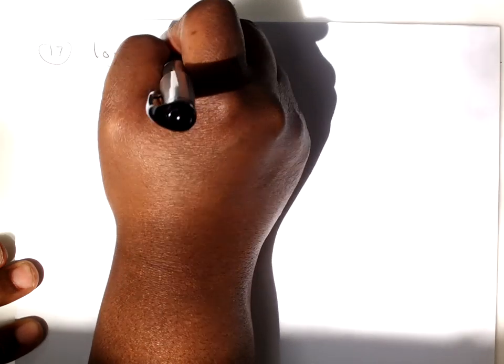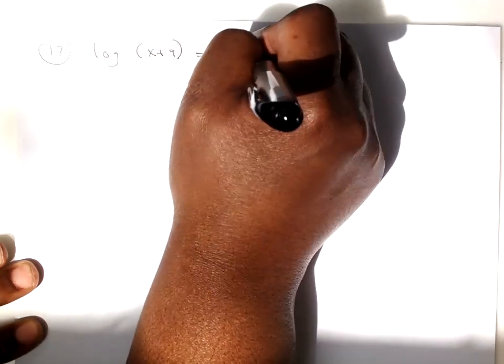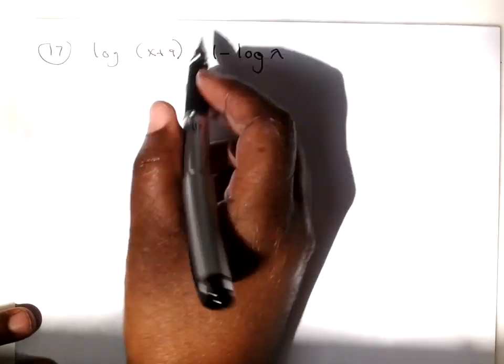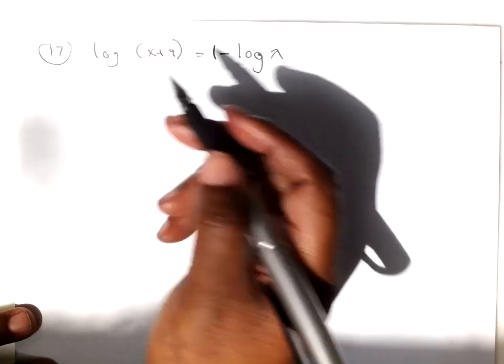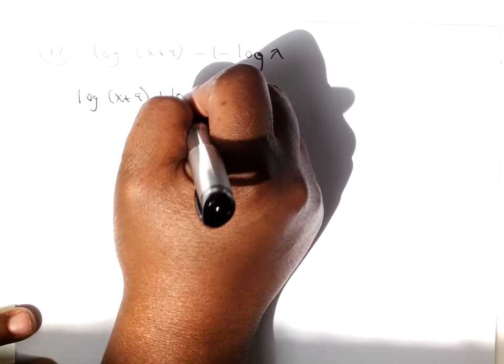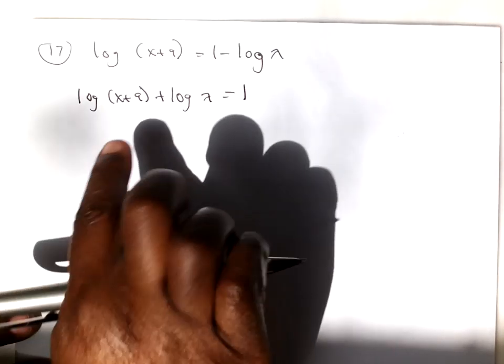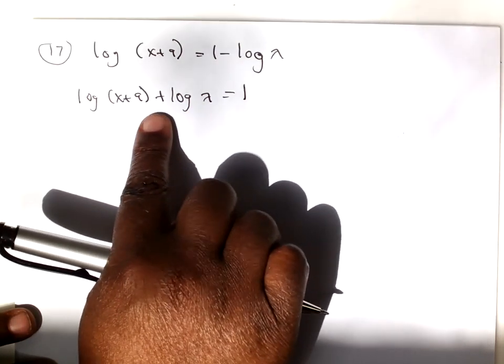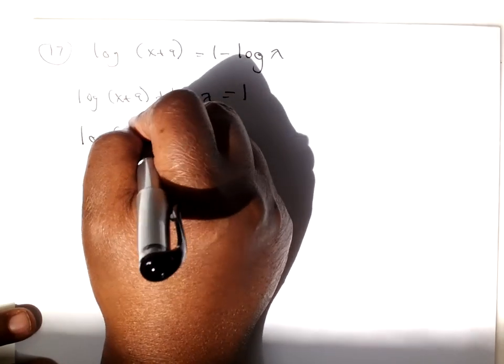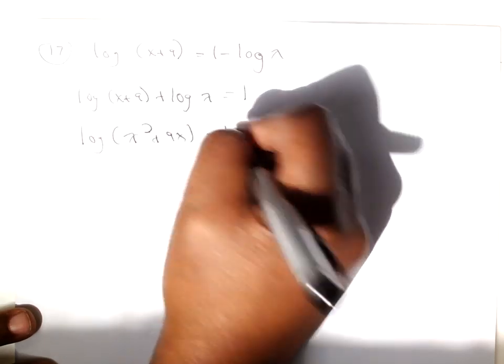All right, number 17. Log of x plus 9 equals 1 minus log of x. So because I have logs on either side, I'm going to pull this over. I'm going to rewrite it as log of x plus 9 plus log x is equal to 1. So again, back to my properties. If these are added, when you put them together, it becomes a multiplication. So log of, and I'm just going to multiply that out, x squared plus 9x is equal to 1.